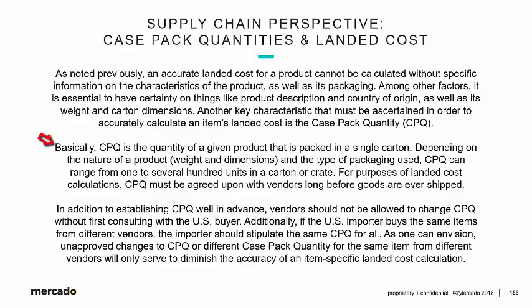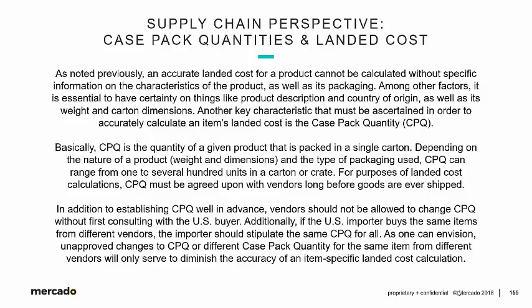Basically, CPQ is the quantity of a given product that is packed in a single carton. Depending on the nature of a product, its weight and dimensions, the actual item itself, and the type of packaging used, CPQ can range from 1 to several hundred units in a carton or crate. For purposes of landed cost calculations, CPQ must be agreed upon with vendors long before goods are ever shipped. Let's put it this way. Without knowing the CPQ of a specific item, it's almost impossible to get a good, accurate landed cost estimate.